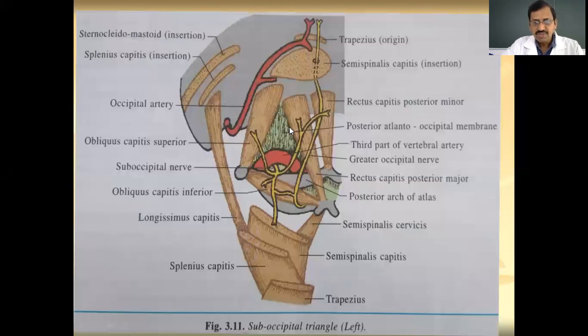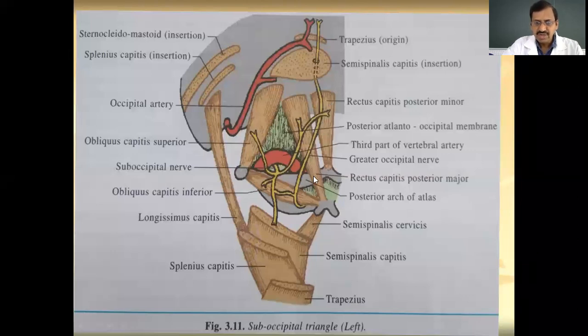And what are the boundaries of the suboccipital triangle? That is very, very important. You see, this is a triangular area, and it has three borders: superomedial, superolateral, and inferior. Here you see this is the superomedial border. It is formed by a muscle, the rectus capitis posterior major. Rectus means straight, capitis means related to the head, posterior means it is in the posterior part, and major means big muscle.